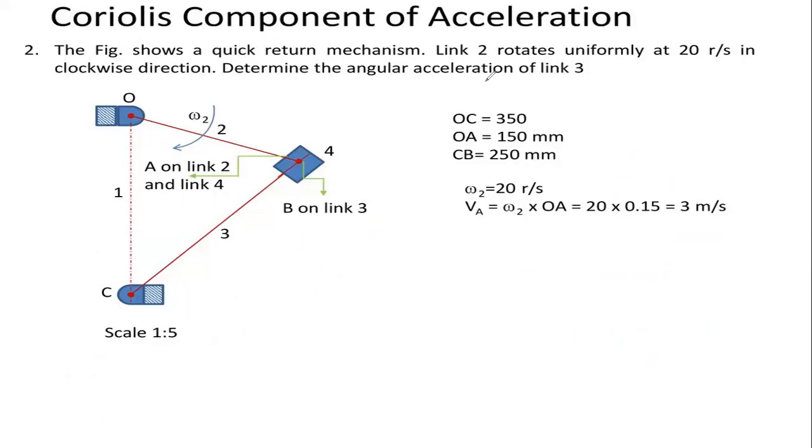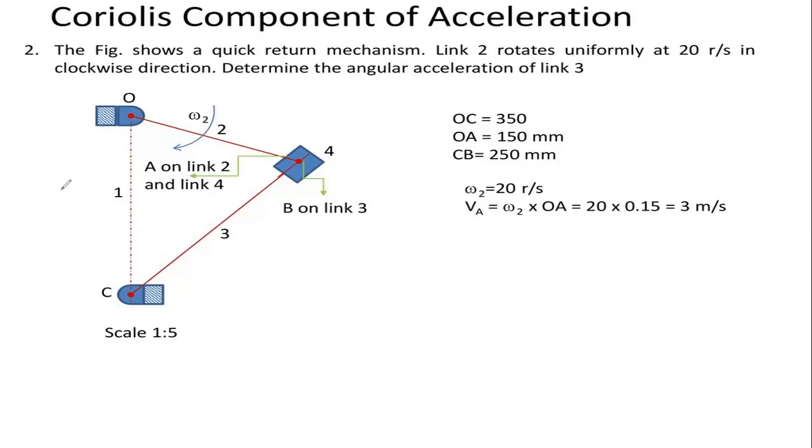First of all, study the question briefly. The figure shows a quick return mechanism, and link 2 rotates uniformly at 20 radians per second in the clockwise direction. Determine the angular acceleration of link 3. That is the given problem statement. The given figure shows the quick return motion mechanism.